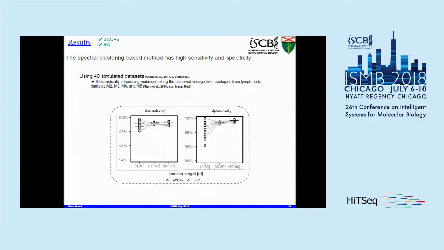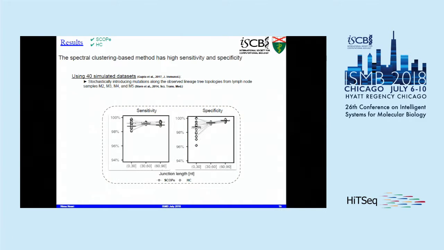Okay, some results. To test it, we needed some simulated data, so we used published simulated data. We generated 40 simulated datasets published by Gupta et al. 2017. The key point about this simulated data is that because it's simulated, we know the clonal relationships. So we can perform the methodology on this data and then test the performance of our clustering.